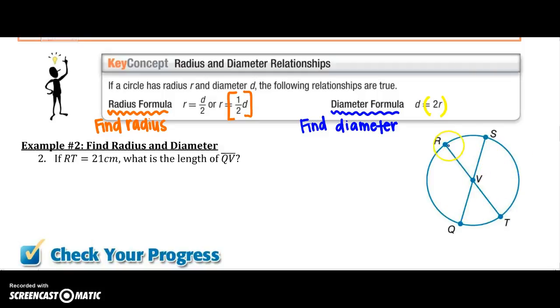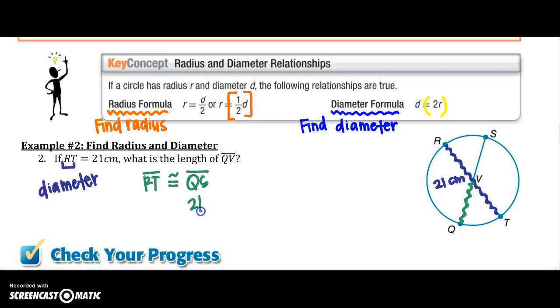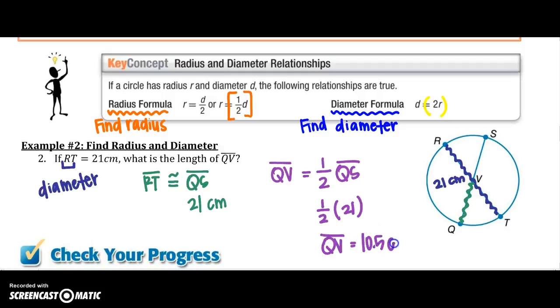Try those formulas. So I have that RT equals 21 centimeters, and RT would be considered my diameter. What is the length of QV? Well, I know that RT is a diameter, so it is congruent to QS because they're both diameters. So since QS is 21 centimeters also, I'm trying to find my radius, so I would say QV equals half of QS. So half of 21 gives me QV to be 10.5 centimeters.